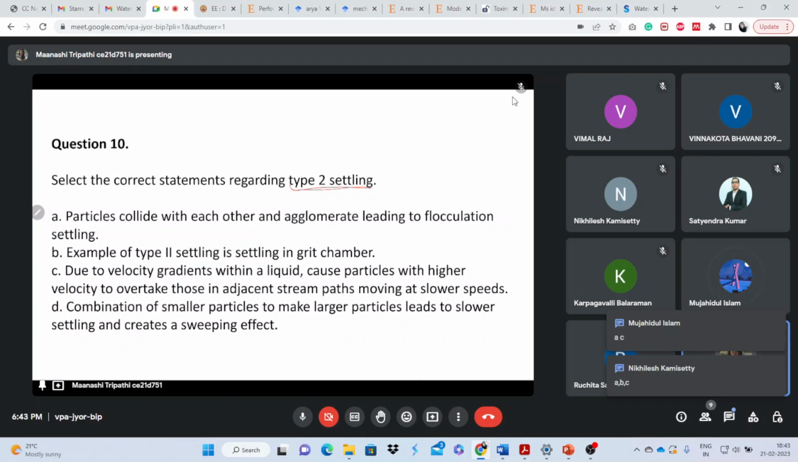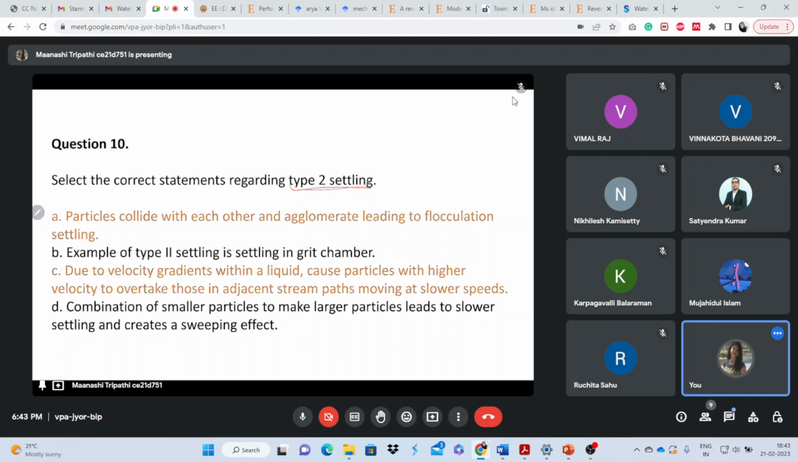Okay, more answers? A and C. Okay, we'll see the answers now. So the answer is A and C. Option A is: particles collide with each other and agglomerate, leading to flocculent settling. So that is why it is also called flocculent particle settling.